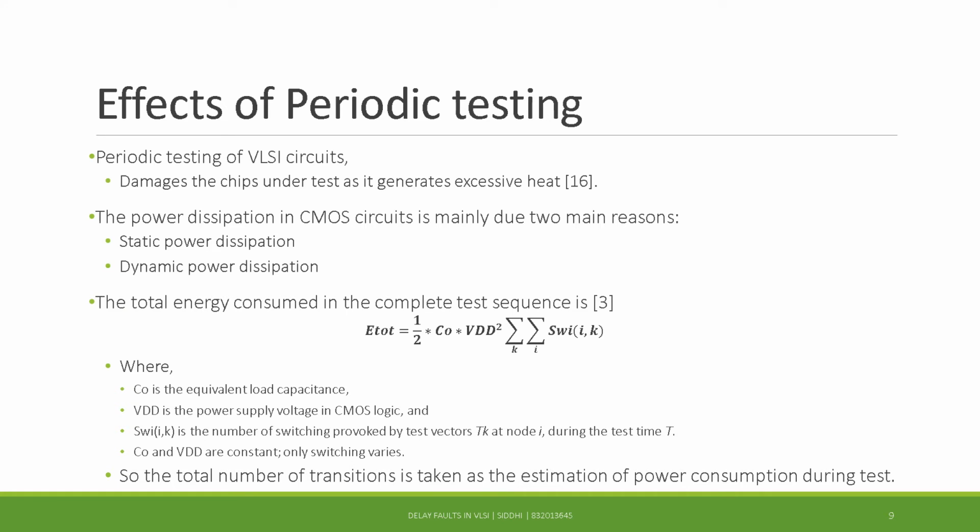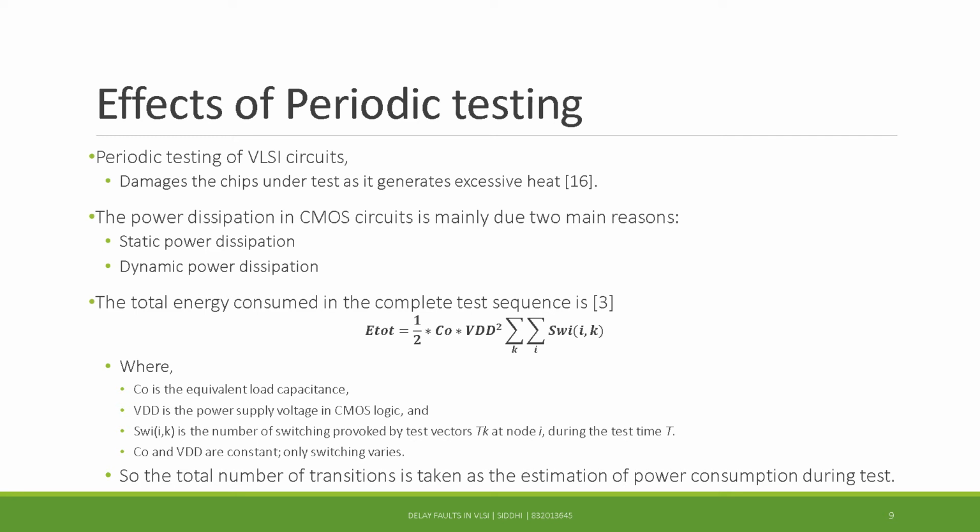Effects of periodic testing. Even though the PSO is one of the best algorithms, periodic testing of VLSI circuits damages the chips under test as it generates excessive heat. This is because a power saving system mode only activates few modules at the same time, whereas many nodes switching occurs at test pattern. Also, the switching activity increases between test vectors during testing.